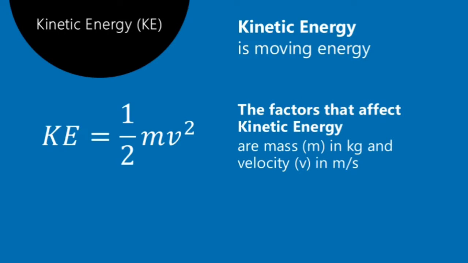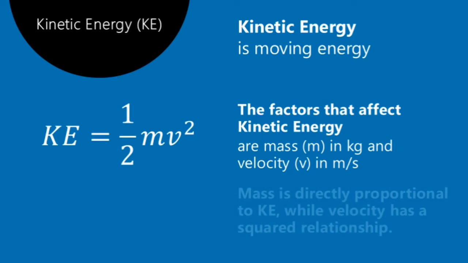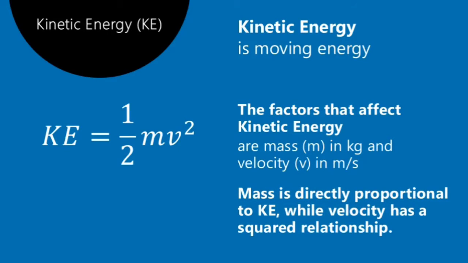Factors that affect kinetic energy are mass, the m, which is measured in kilograms, and velocity, the v there, which is measured in meters per second. Mass is directly proportional to KE. When mass goes up, KE goes up, while velocity has a squared relationship. When velocity goes up, KE also goes up, but it goes up squared. So if I increased my velocity by a factor of 3, my kinetic energy would increase by a factor of 9, because you have to square that 3. Whereas with mass, if I tripled the mass, I would triple the kinetic energy, considering the other one is the same.